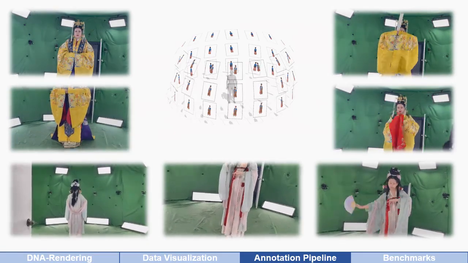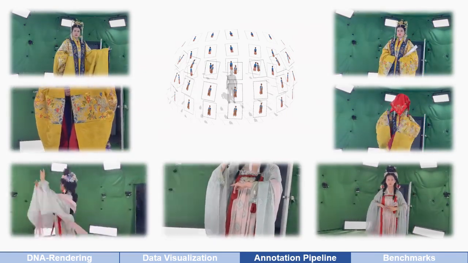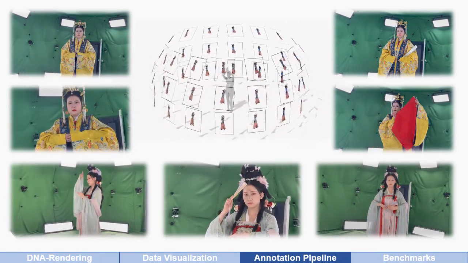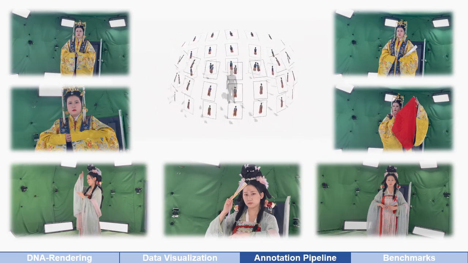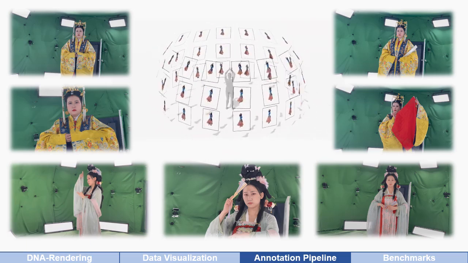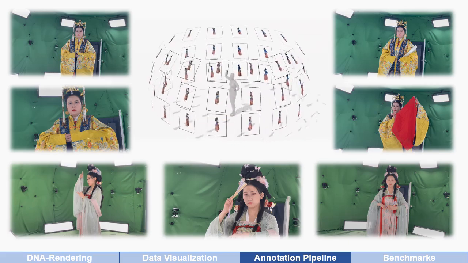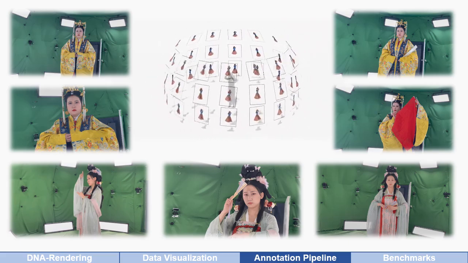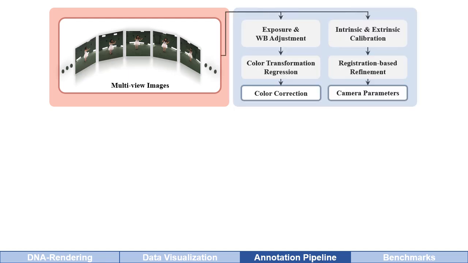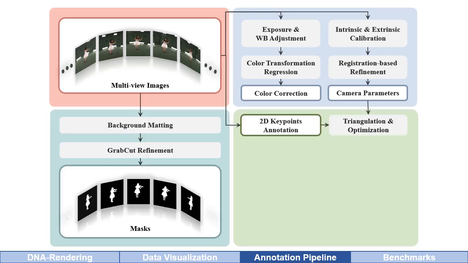We invite the actors and actresses to perform selected actions in our specially designed capture system. Our capture system contains 60 high-resolution cameras, 8 Kinect cameras, and 16 lighting boards. These components are expertly arranged in a sphere with a radius of 3 meters. The video streams and depth streams are all synchronized, allowing further processing and data annotation. DNA rendering's comprehensive annotations include camera calibration, camera color calibration, image masks, key points, and SMPL-X parametric models.